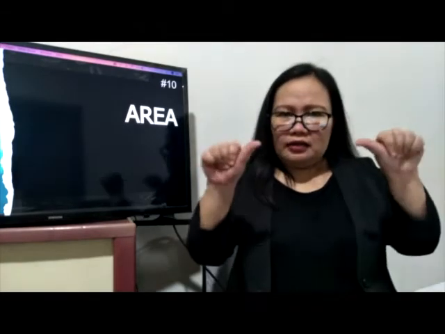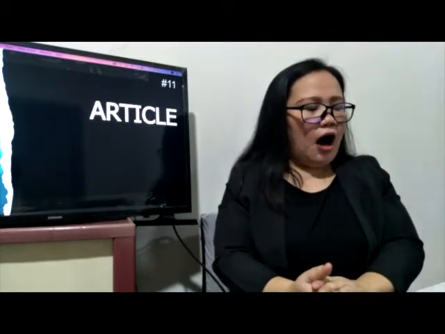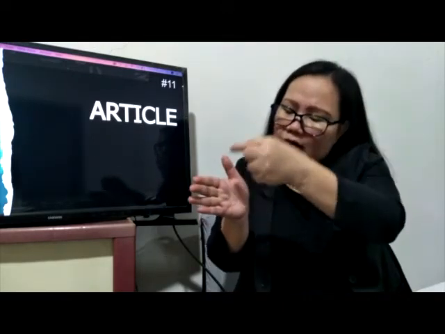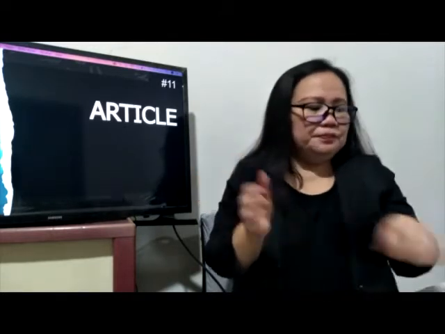The 10th word is area. This is very simple. A, area. It's like place. Area. Again, area. 11th word, article. Just make a motion like this. Letter G, article. It's like a strip of something, of a text or a paragraph, article.